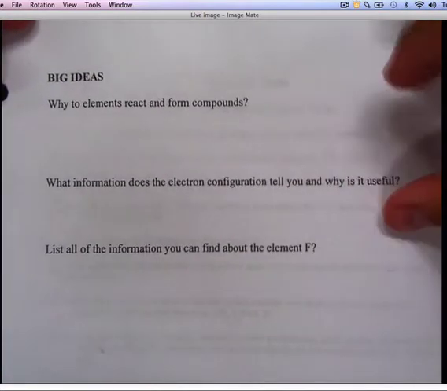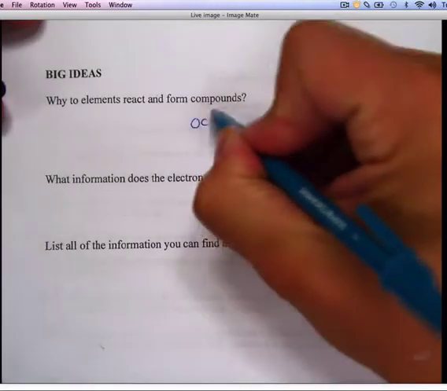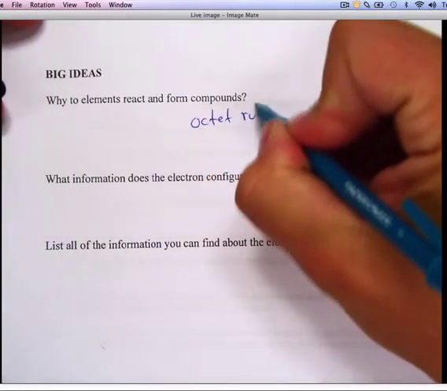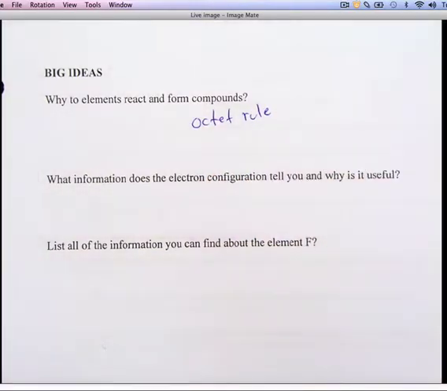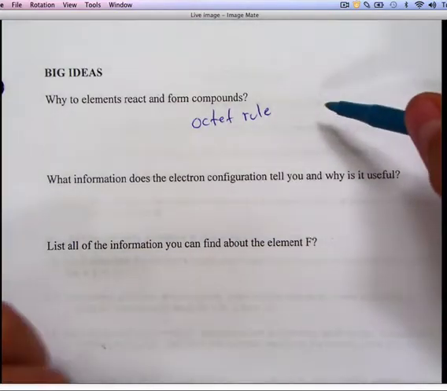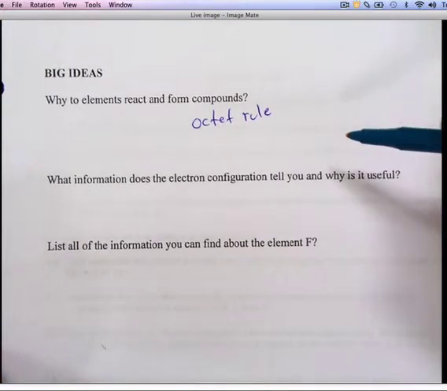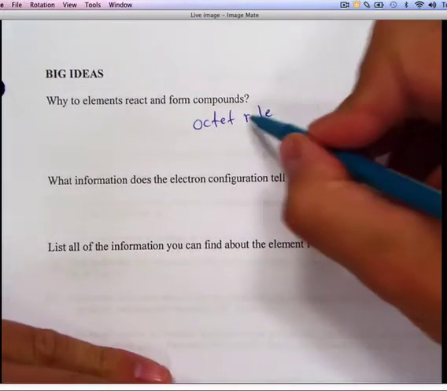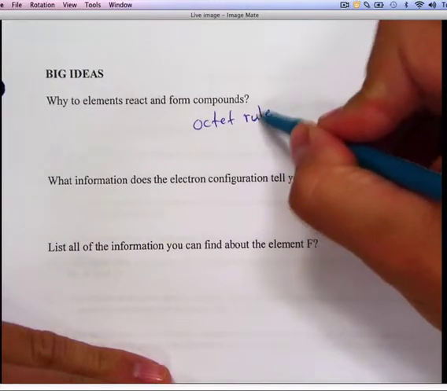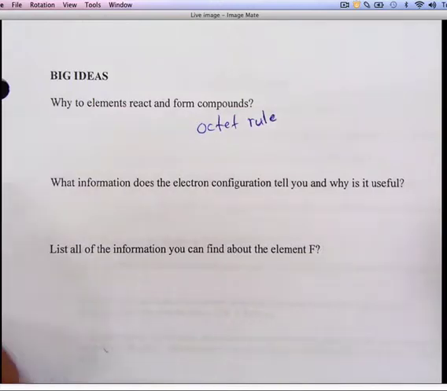Well, each atom wants to gain 8 electrons. It's called the octet rule. So what the octet rule tells you is that an element wants to have 8 electrons in its valence shell, which is the outermost electrons, to become stable or to become comfortable. If an element doesn't have 8 in its valence shell, then it's either going to lose or gain accordingly, to form or react and to make compounds.